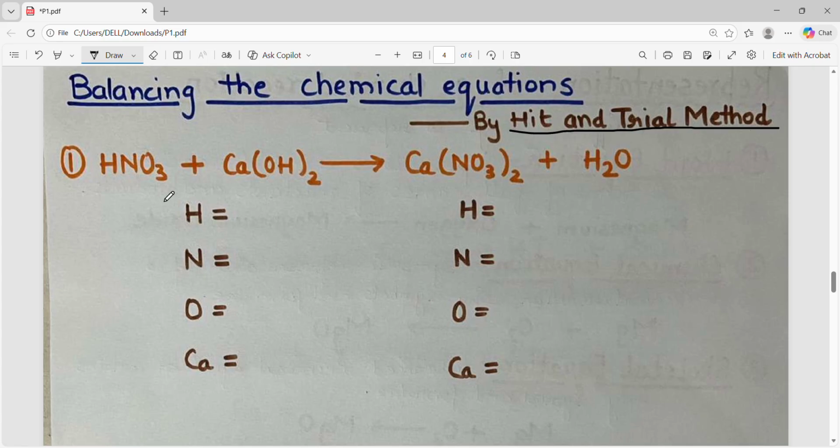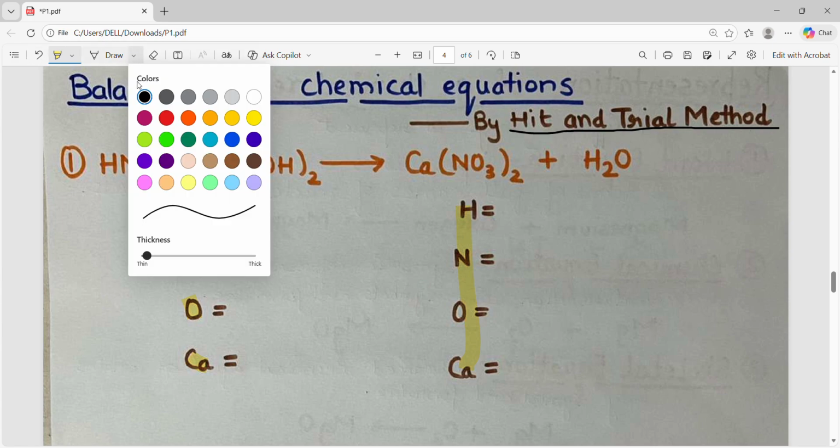first of all we have to write down the types of atoms present on each side. As you can see, I have written hydrogen, nitrogen, oxygen and calcium this way, and the same pattern is followed on the other side. Now we are going to write the count of each atom on both sides.